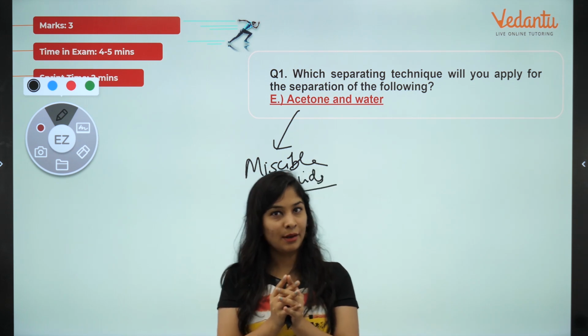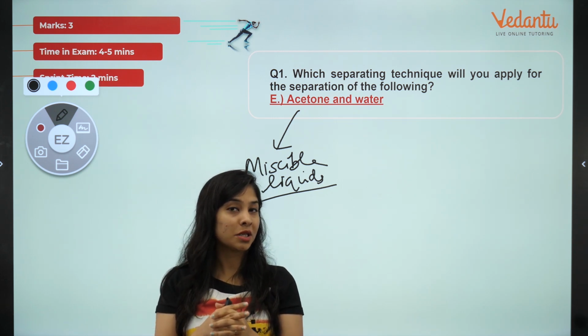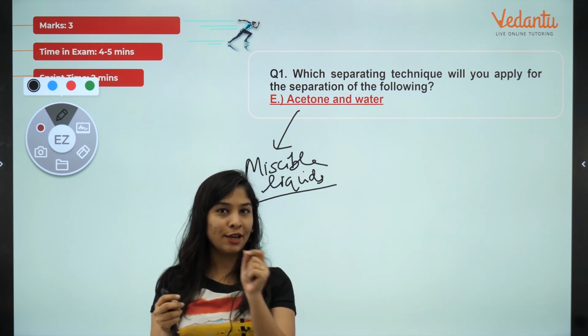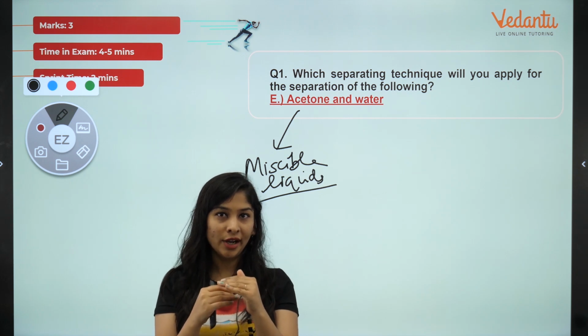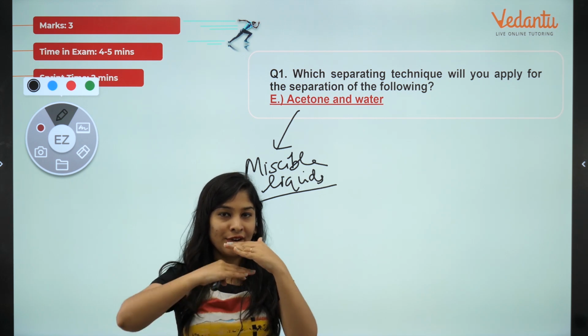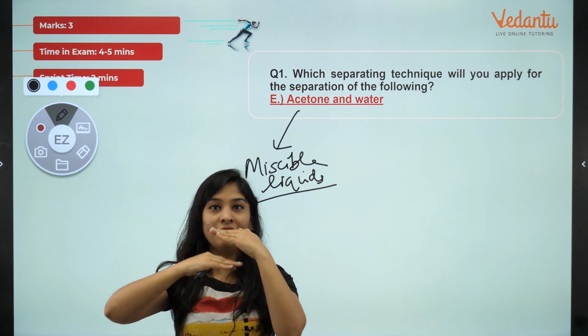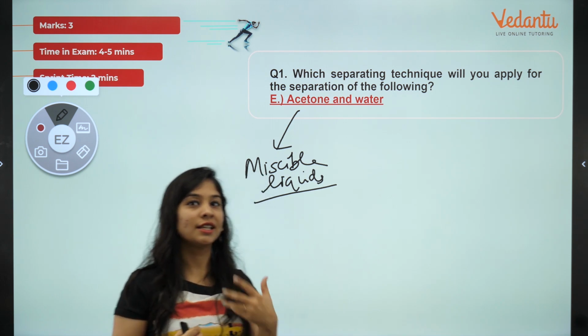Now, separating funnel we can't use. What else can we use if two liquids are not going to mix with each other? Think about it. Okay, so they are definitely going to have different boiling points. In the previous case, different density; in this case, different boiling point. Though they have a difference in their boiling point, we can separate them. And now the question is how.